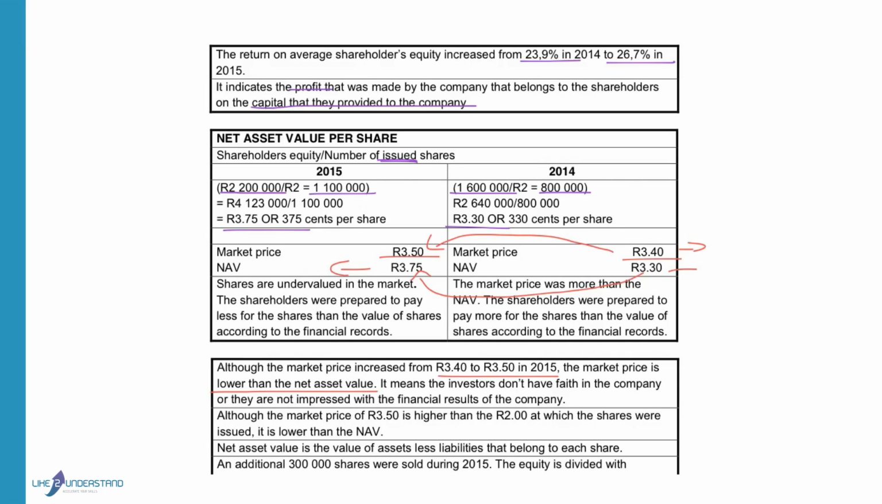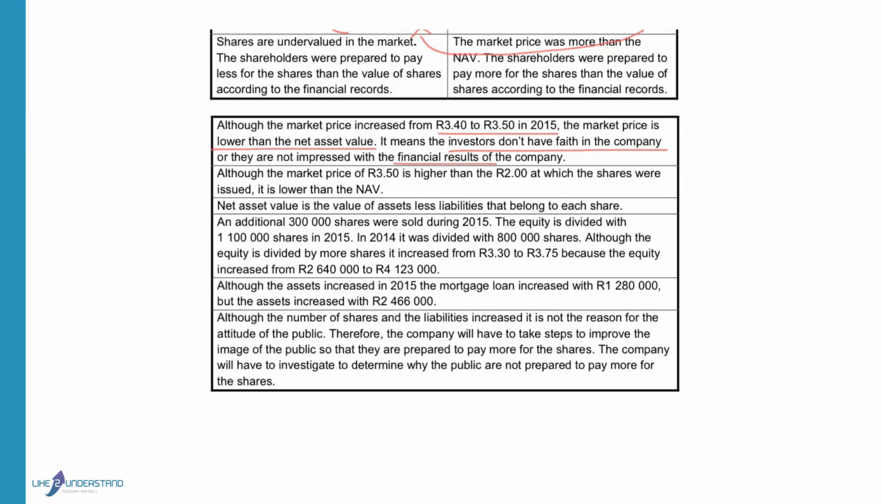The investors don't have faith in this company, they're not impressed with the financial results of the company. That's why they're not prepared to pay the net asset value for the shares. They are only prepared at the stock exchange to pay R3.50, although the value of the shares is actually more. Although the market price of the shares is R3.50 and the shares were originally issued at R2 each, it means that the price of the shares is higher than the R2 that it was sold at, but it is lower than the net asset value.